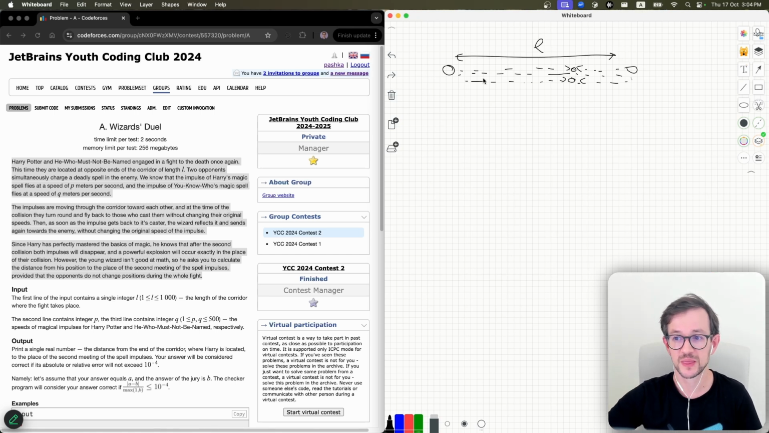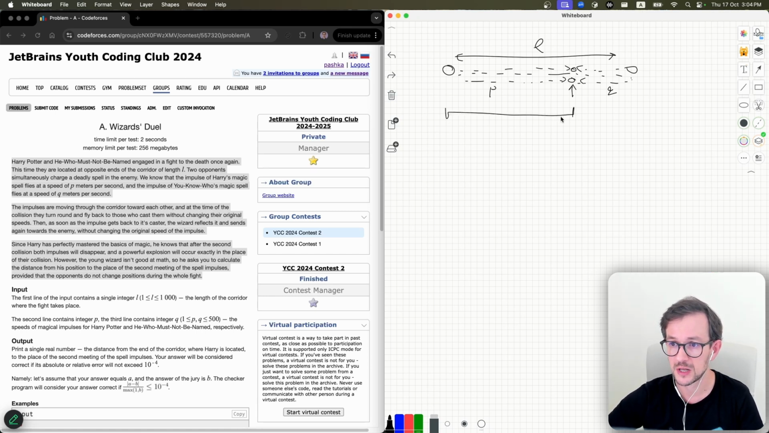So these two spells meet, then they go back, and then they meet again, and you need to calculate this second point. But actually, it's easy to see that the second point is the same as the first, just because of the symmetry. So that's all. You just need to find this point. You know the speed of the first one, say p, and the speed of this one is q, and you just need to find this point. And it's just a simple math problem.